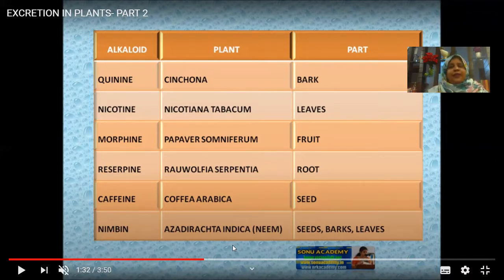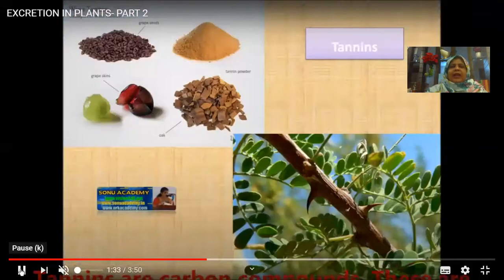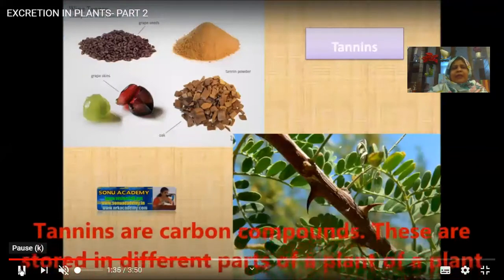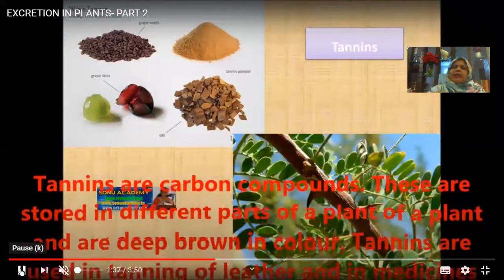But too much of anything is not good. So coffee is good if you are having it sometimes, especially during your examination times when you are preparing for the exams. Okay, and nimbin is also another alkaloid that comes from the seeds, barks of the fruit trees and the leaves. And now let us see the next one, tannins and carbon compounds.